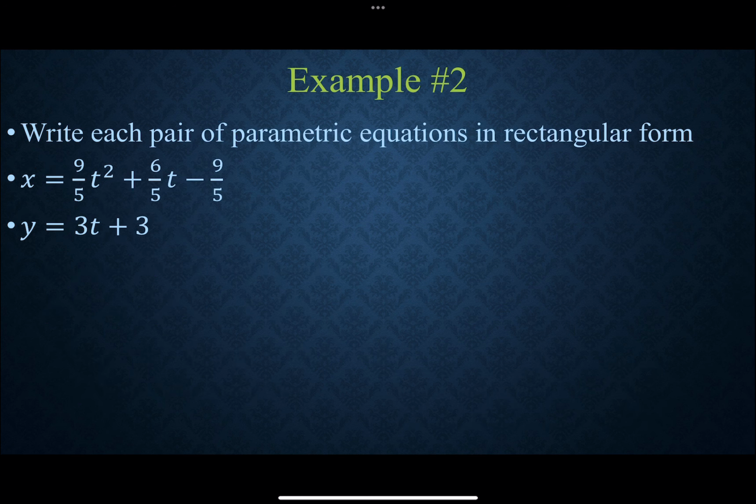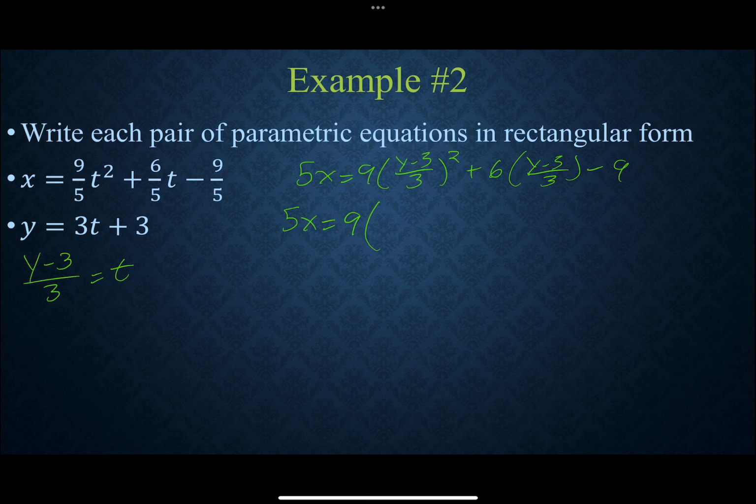Now, in this particular parabola equation, we can see that the parameter is easier to solve for with the y equation, where if you subtract 3 and then divide by 3, you get t by itself. And in the top equation, they're all fractions with 5, so I multiply by the 5. And then again, I substitute my parameter, y minus 3 over 3, in for t. And then solve this out. So squaring the expression, again, we're going to FOIL the y minus 3. We get y squared minus 6y plus 9. And then 3 squared is 9.